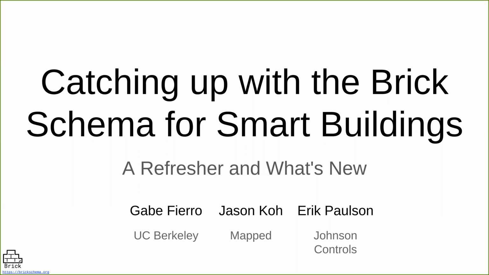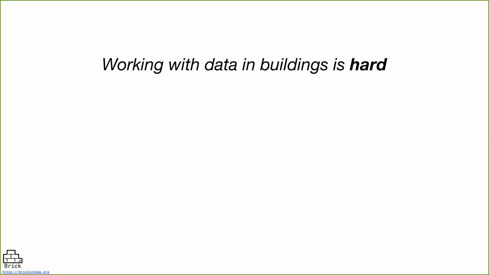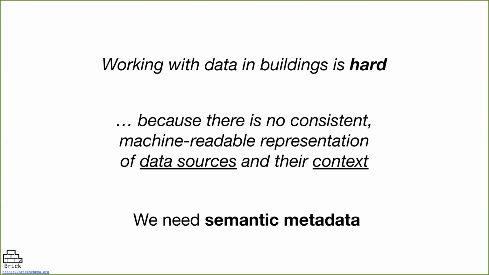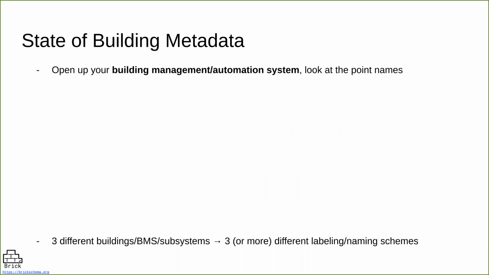All right, so we're going to be talking about what's been going on with the Brick schema over the past year or so since we last held a webinar. The operating principle that I want to start with, which I think a lot of us are on the same page with, is that working with data in buildings is hard. It's really hard. One of the reasons it's hard is because there's no consistent machine readable representation of the data sources, what's producing that data, and the context: where that data is, what it's connected to, what it's doing, what it means, and so on. Essentially, we need semantic metadata. We need data about that data that's going to communicate what the data coming out of our buildings means. And we'll go over how to do that.